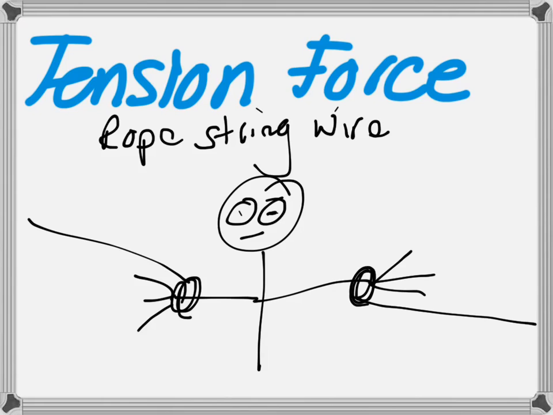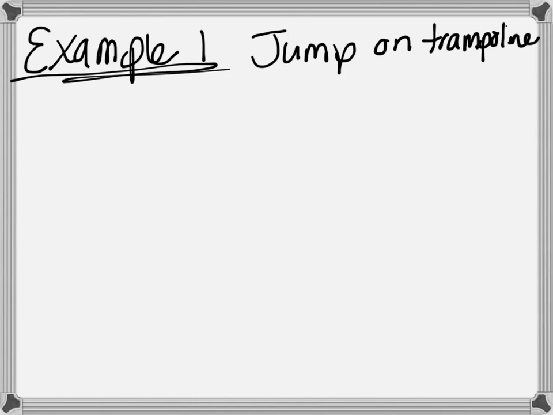Okay, so that is your review on the types of forces. All right, stay with me, and now we're going to go through actual force diagrams. Yay. My first example is a person jumping on a trampoline. Hopefully I spelled trampoline right.